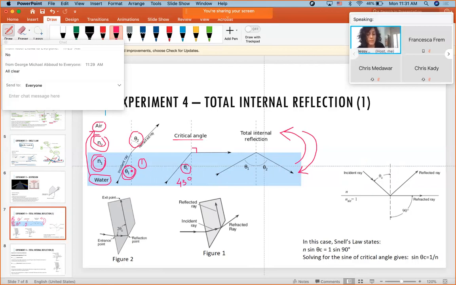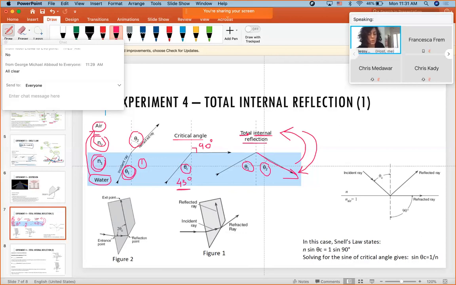So if theta 1 is less than 43 degrees, I have refraction away from the normal. If theta 1 is equal to 43 degrees, I do have refraction, but the angle is equal to 90 degrees. For angles theta 1 greater than 43 degrees, you don't have refraction anymore, and all the ray goes into getting reflected. We call it internal because it stays inside the water, and it's a real reflection. Theta 1 is equal to theta 2.